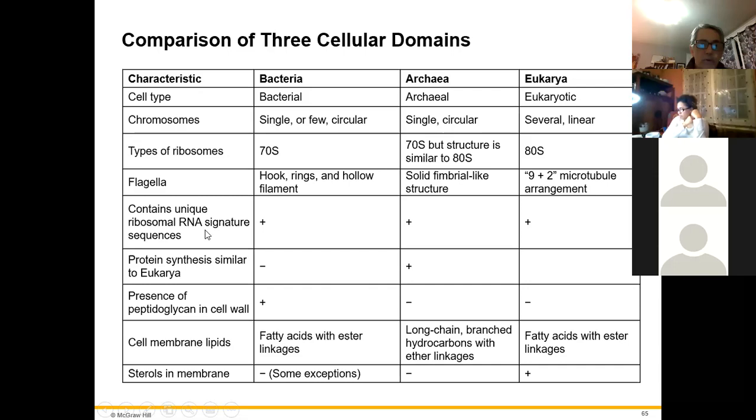Each group contains unique ribosomal RNA sequences. That's true of all three groups, and it's unique for the group. Protein synthesis in archaea is similar to eukaryotes, different from bacteria, but in archaea it is more like eukaryotes.